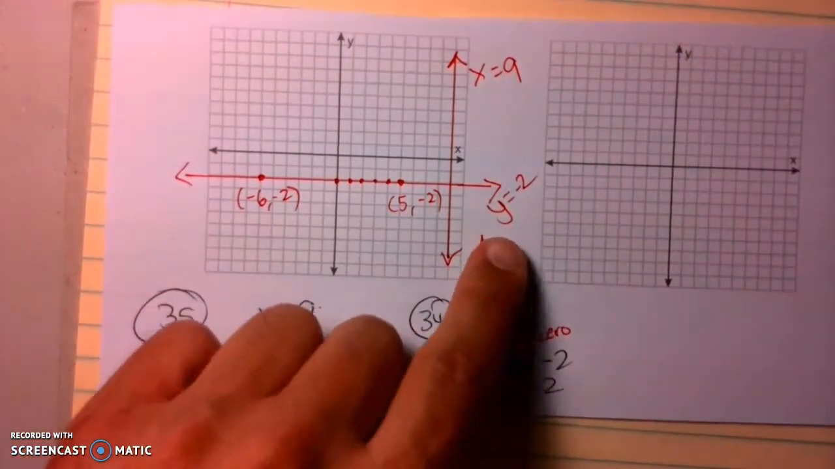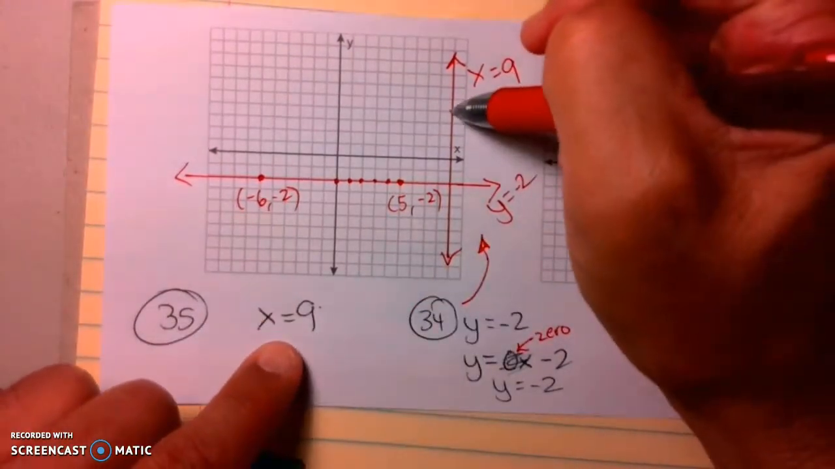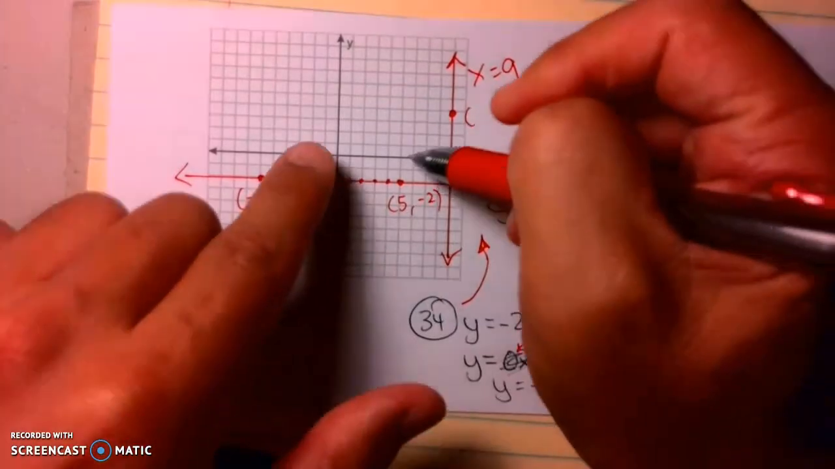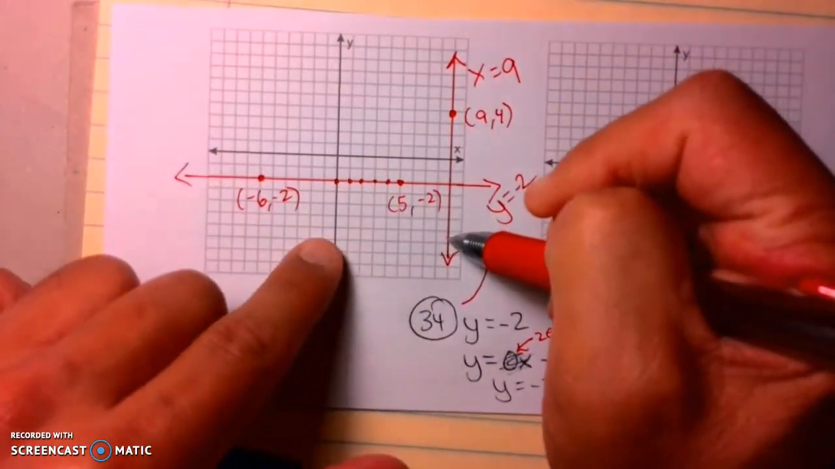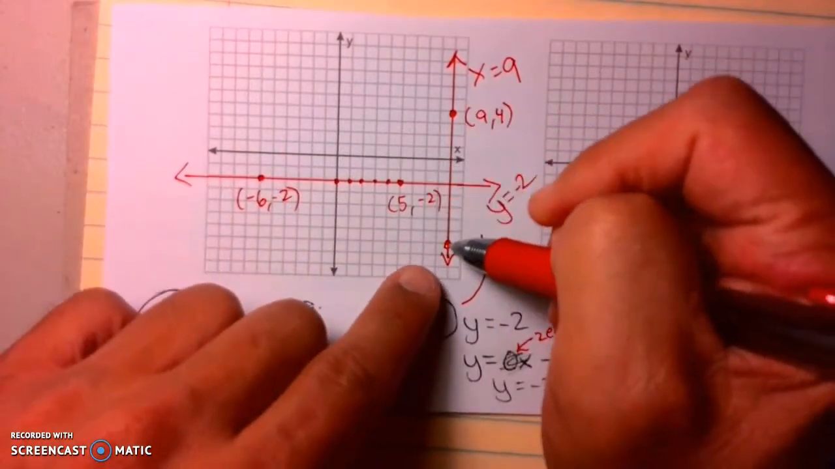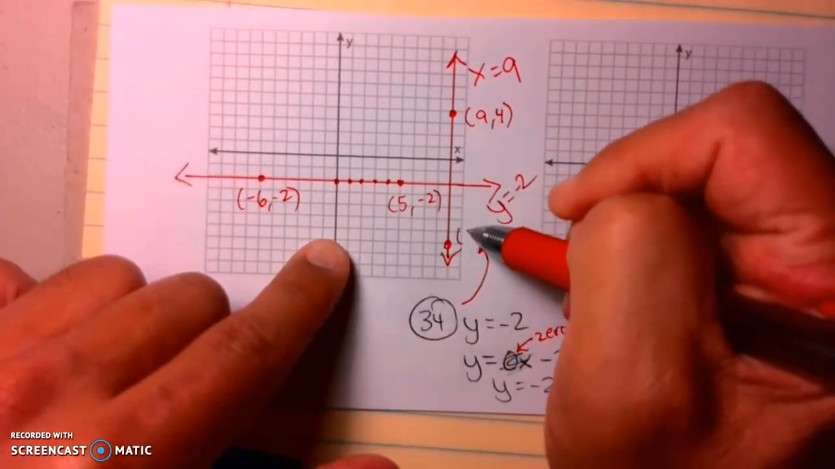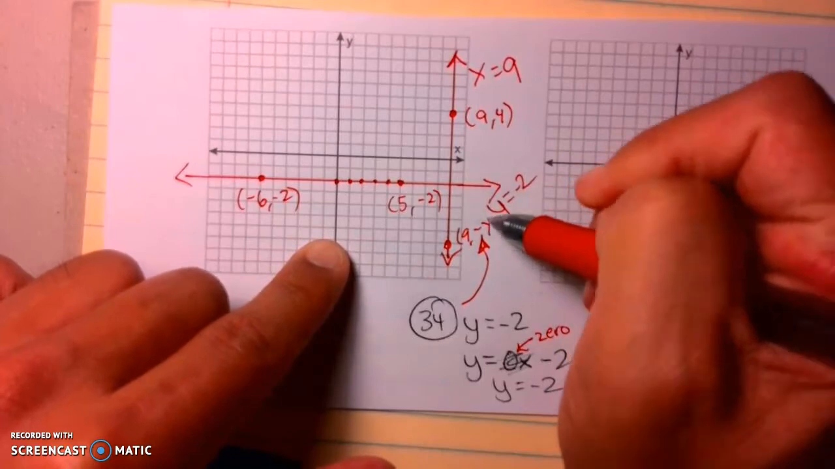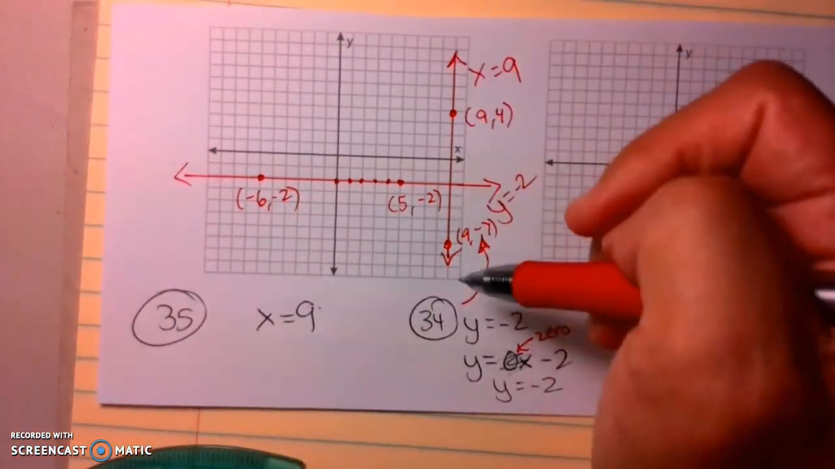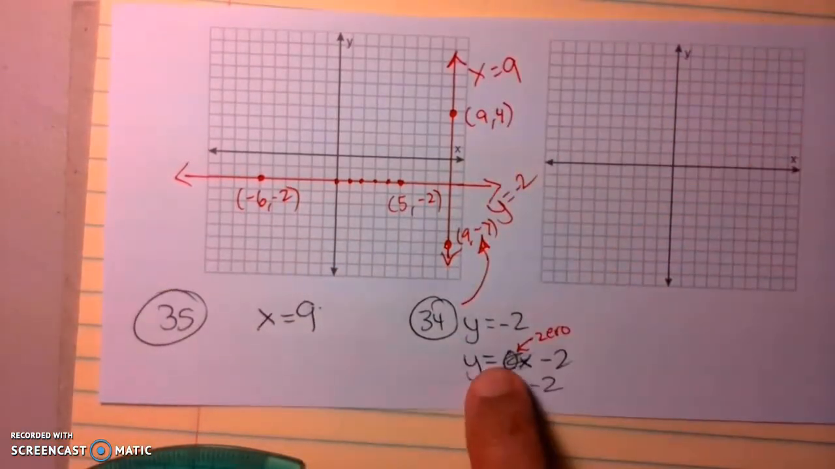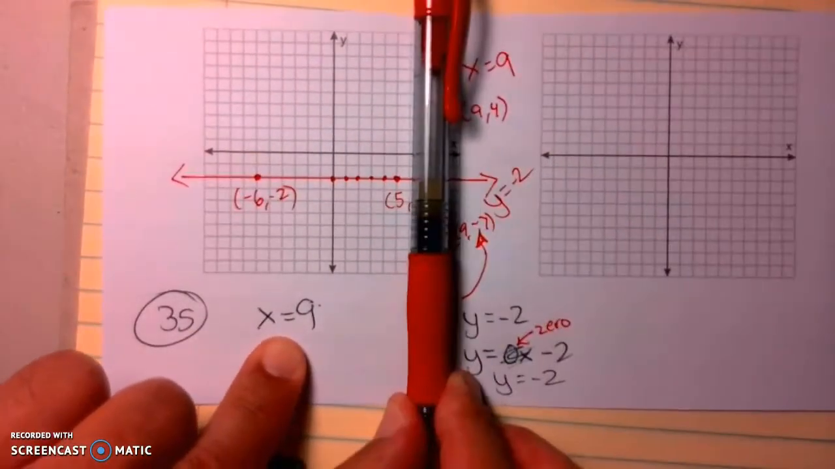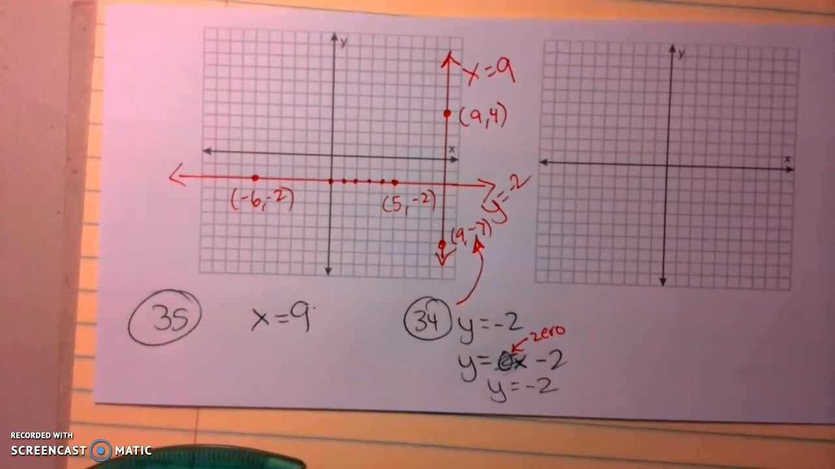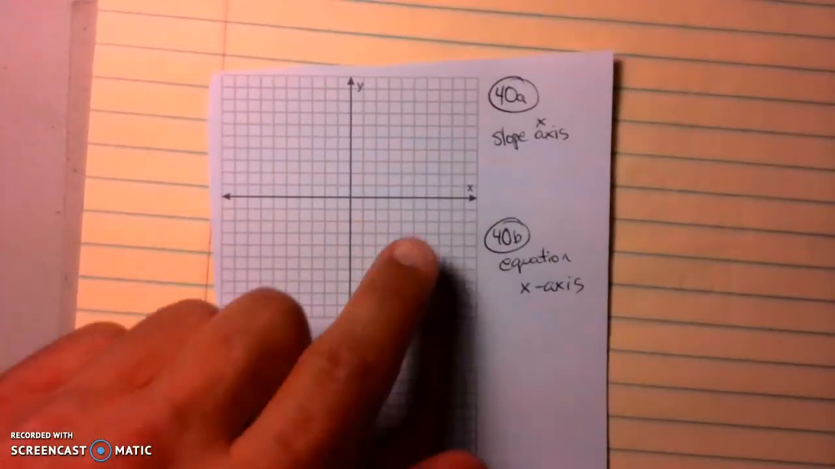And just like this previous one, any point I pick on this line, like this one here, you'll notice x is 9 over, y is 4 spaces up. This point here, x is 9 over, y looks like it's -7 there. But x is always 9. And so y is -2, flat line. X is equal to 9, straight up and down. Kind of those trick graphs. Okay, we're going to do number 40 here.